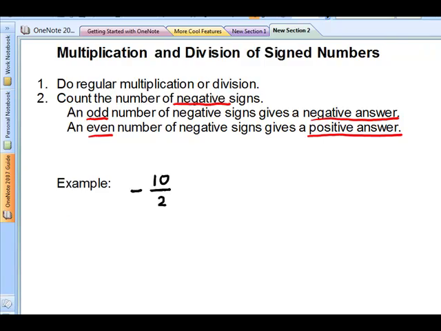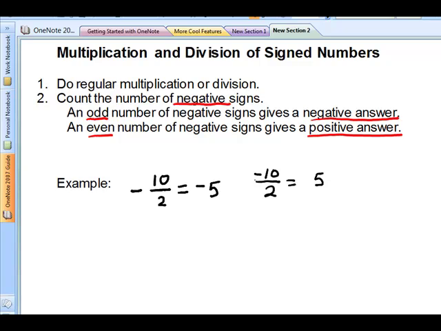If you have just one negative sign out in front of a division problem, you're just going to count it one time. So we would do 2 into 10 will go 5. We have one negative, that's odd, so negative. This gives us the same answer as a negative 10 divided by 2. We would divide 2 into 10 would go 5 times.